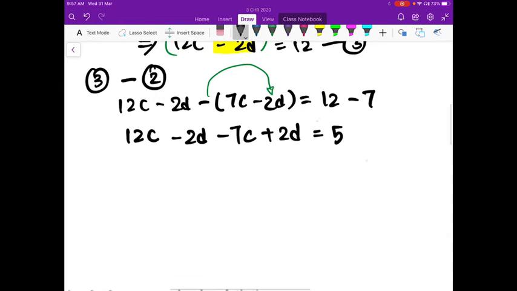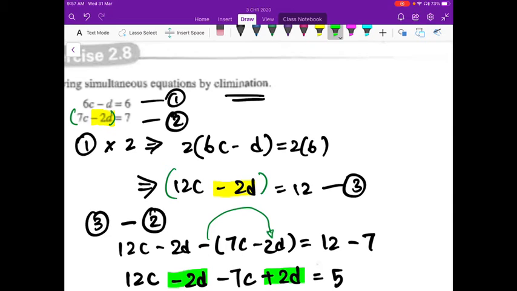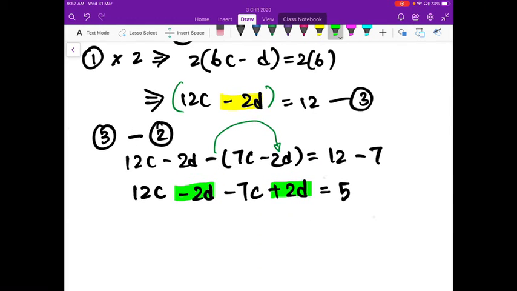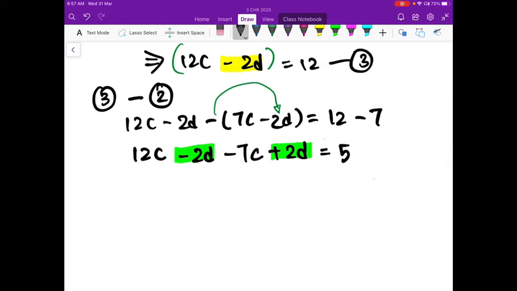So you observe now. Minus 2d plus 2d. Any more d? No more. Eliminated already. How do we eliminate this? Because they were the same, negative 2d. To remove something that is the same, you just subtract. So we had equation 3 minus equation 2. That is where the negative 2d became positive 2d, and they cancelled each other away. Now this leaves us with 5c equals to 5. And clearly c must be equal to 1.